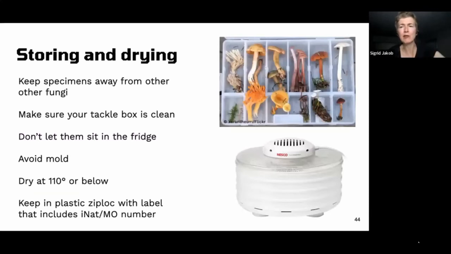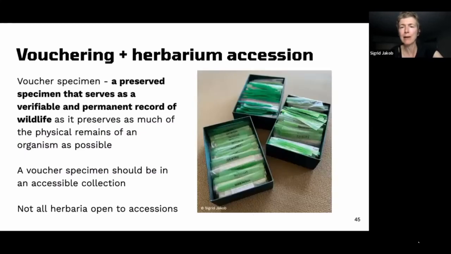Just a few words on how to properly store something if you were to give it to somebody to sequence. Keep your specimens away from other fungi because of contamination. Make sure your tackle box is clean so there are no spores contaminating your sample. Don't let them sit in the fridge for too long. Don't let them go moldy, because then you get two sequences on top of each other, which is bad. Don't cook them; don't dry them at too high a temperature, 110 or below. And then keep the dried specimen in a Ziploc bag with a label that includes the iNat or MO number.